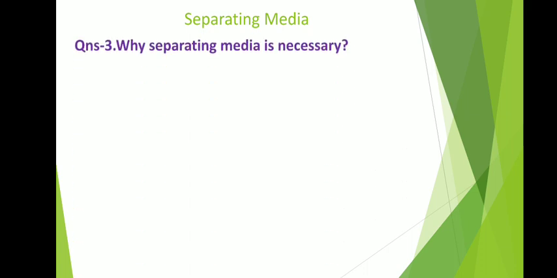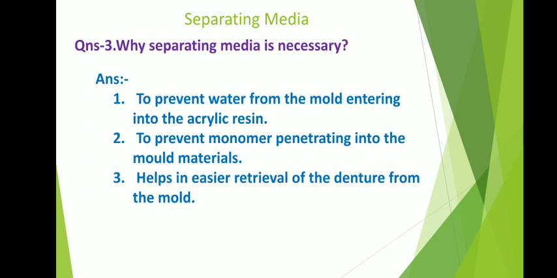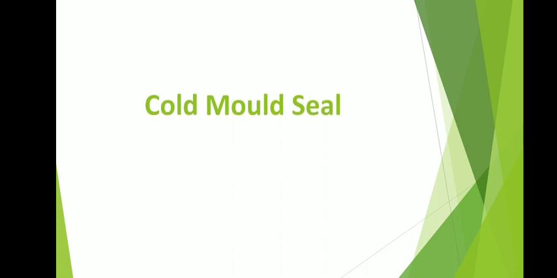Next question is, why separating media is necessary? The answer is number 1, to prevent water from the mold entering into acrylic resin. Number 2, to prevent monomer penetrating into the mold materials. Number 3, helps in easier retrieval of the denture from the mold. This time we want to discuss with you about cold mold seal.